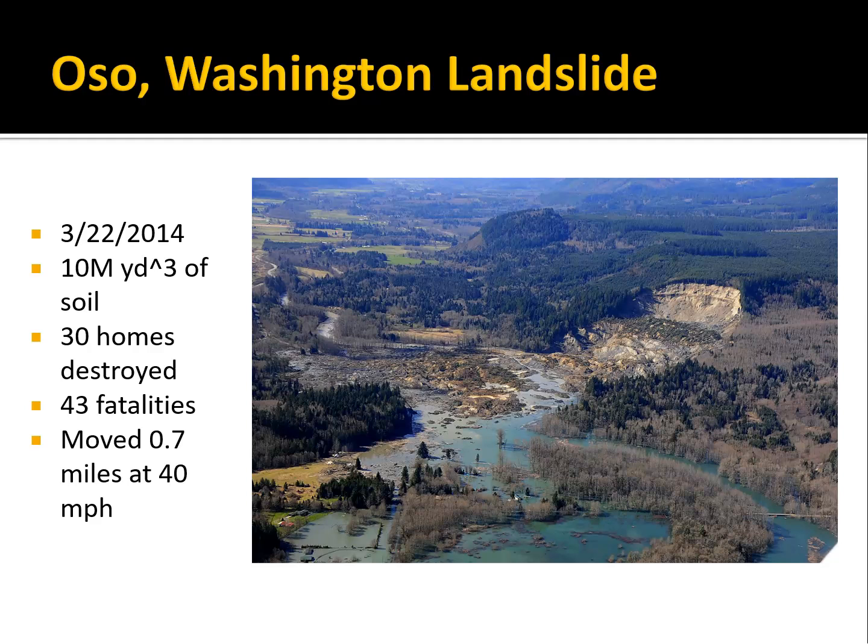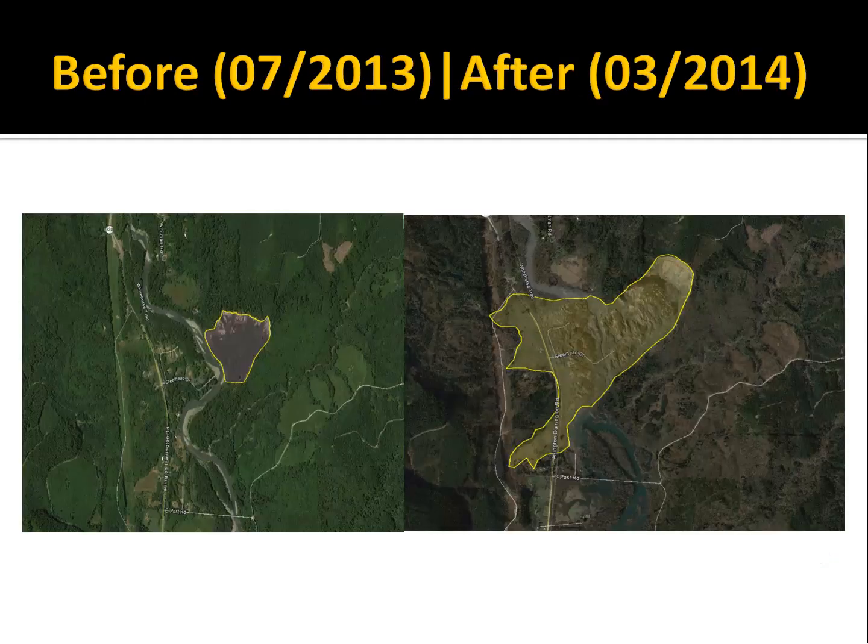In 2014, there was a very famous slide in Oso, Washington, and about 10 million cubic yards of soil sloughed off, and 30 homes were destroyed. There were 43 fatalities, so as landslides go, this is a very serious one. And what made it so deadly is how fast it moved. They later pieced together information and figured that this slide moved almost a mile, and it traveled at 40 miles an hour. So people saw it coming, but there's just no getting out of the way.